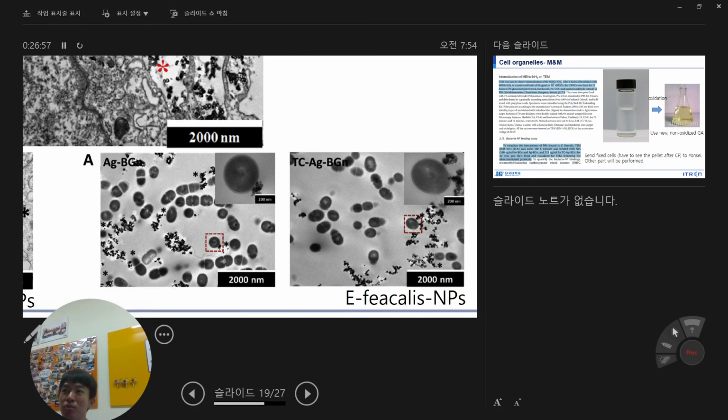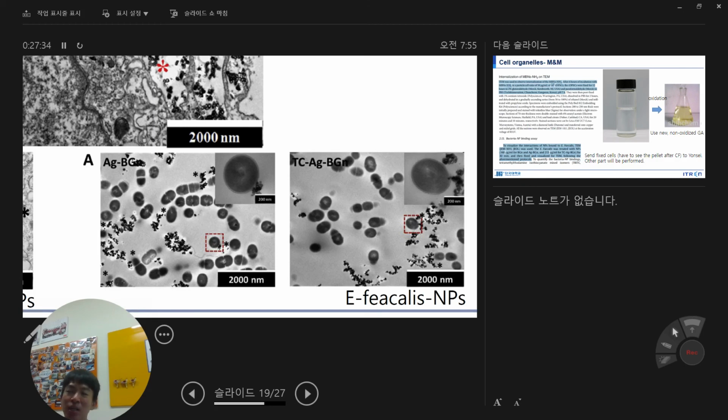So the reason why I chose this Bio-TEM is that I made this Ag-BGN, silver-doped BGN, and then I loaded tetracycline. So I assumed that with this silver nanoparticle loading tetracycline, when the nanoparticle can attach to the membrane, maybe they can efficiently deliver the target drug, tetracycline, more efficiently to the bacteria. And then they can kill the bacteria more efficiently. That's what I wanted to see.